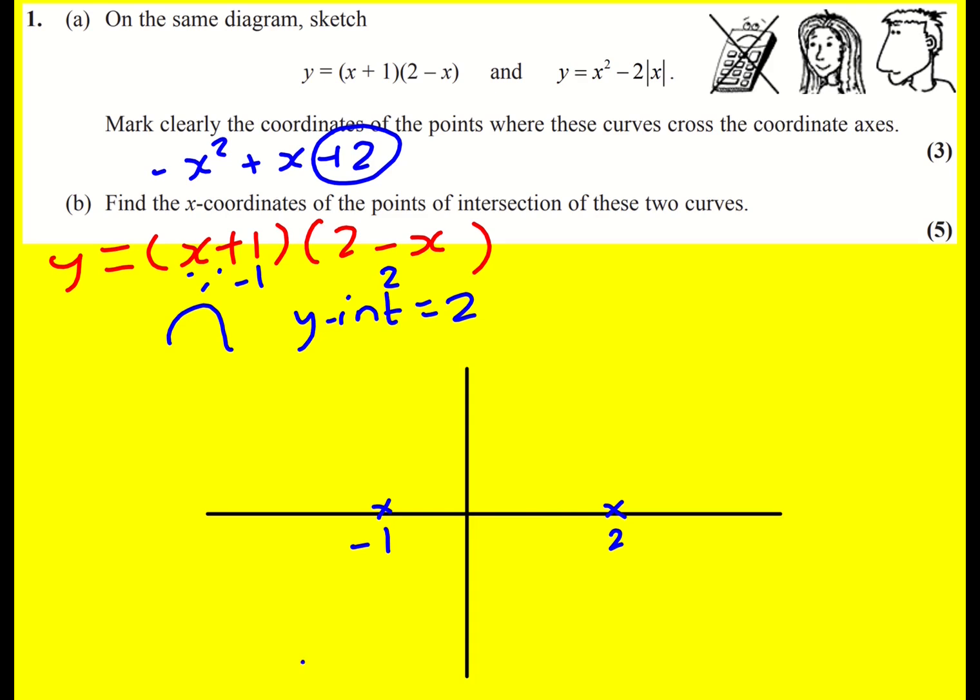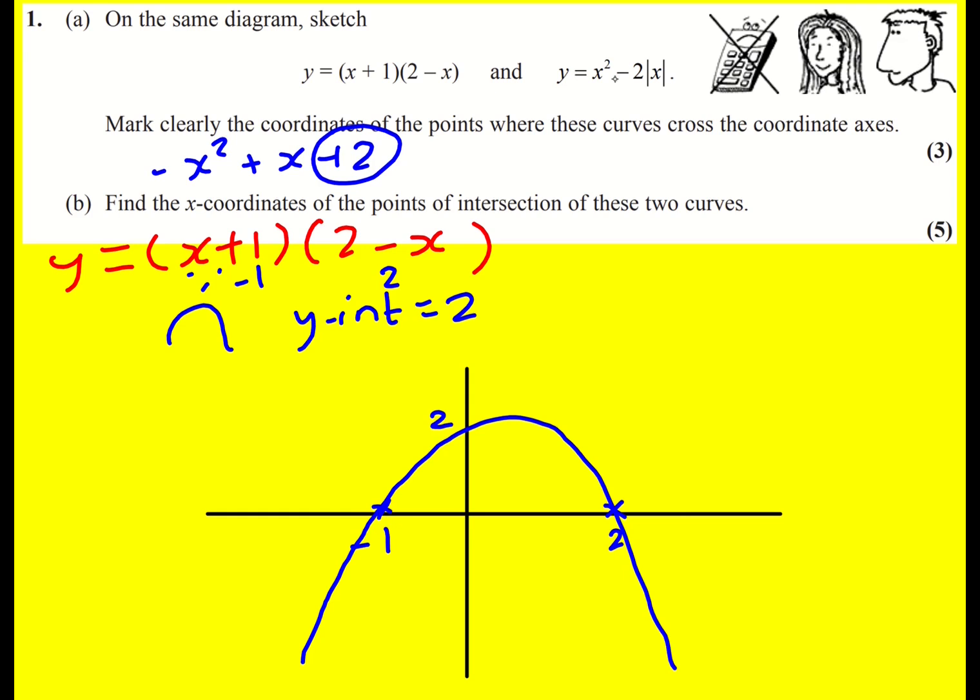And it's a sad quadratic, so it's going to come up and then back down. Note the maximum is going to be after the y-axis because it's going to be equidistant between minus 1 and 2. And here's my 2 there.